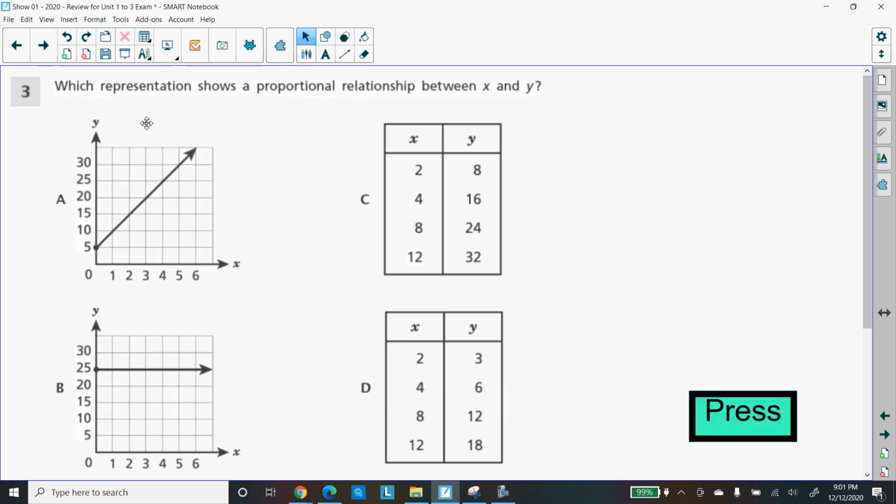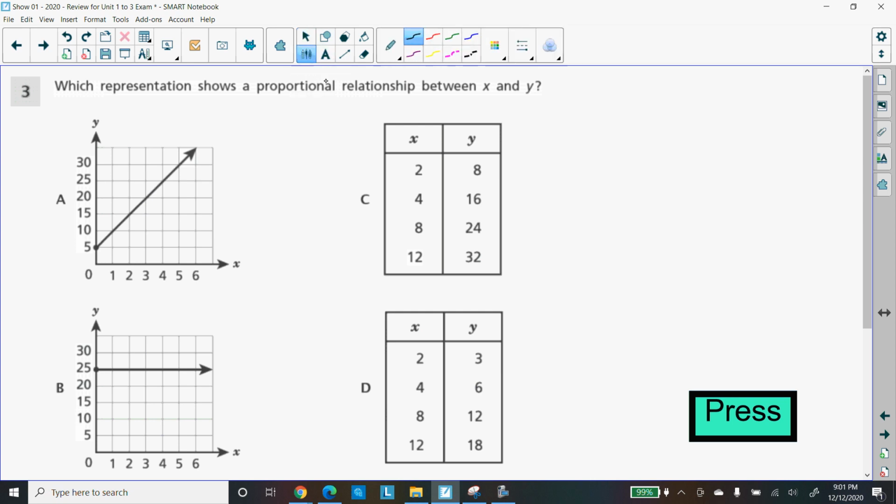Which representation shows a proportional relationship between x and y? Well, if you remember proportional relationship, when it comes down to tables, there are three main features that it has to have. One, it's got to be a straight line. So I'm looking at A and B, they're both straight lines, so that's good. Two, it's got to go through the origin. Origin is the point of beginning. It's got to go through point 0, 0.